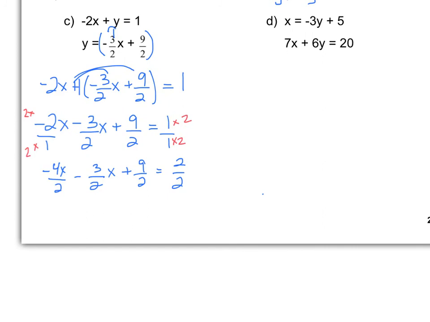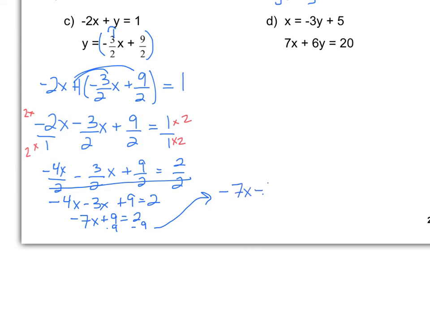So since I have this common denominator, I can just take it off. Here's the equation I have left. Negative 4x minus 3x plus 9 equals 2. Let's collect like terms and solve for x. Negative 4x minus 3x is negative 7x plus 9 equals 2. I'm going to subtract 9 from both sides. Let's continue over here. So that gives me negative 7x equals negative 7. And then we divide by negative 7. So I get x equals 1.